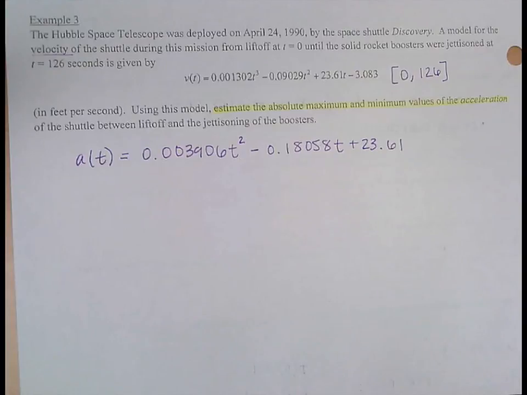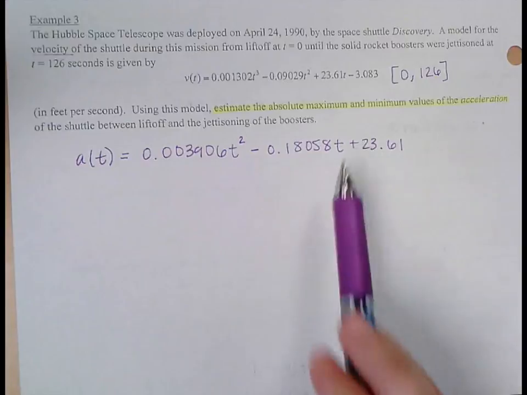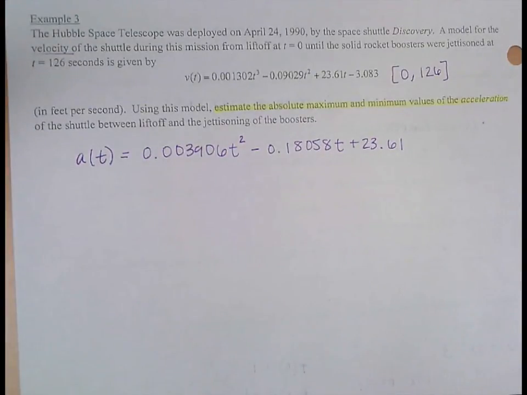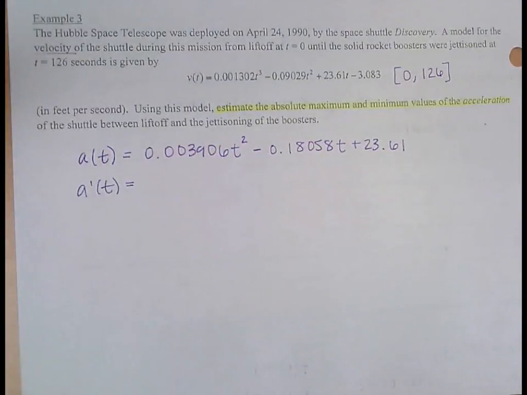Now, read the question again carefully. We're estimating the absolute max and min of the acceleration. So to find the absolute max and min of acceleration, we need now the derivative of acceleration. So you are not finding where this equals 0. If you find the critical values of acceleration, you're finding max and min of velocity. So to find max and min of acceleration, you need a prime of t, the fourth derivative, technically. Yes, it'll give you an easier equation to solve, that is for sure.